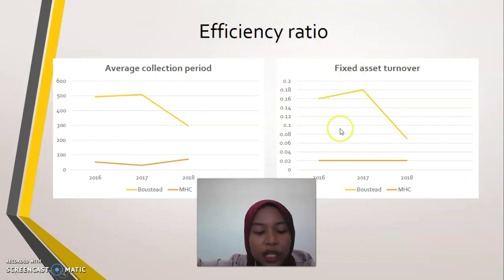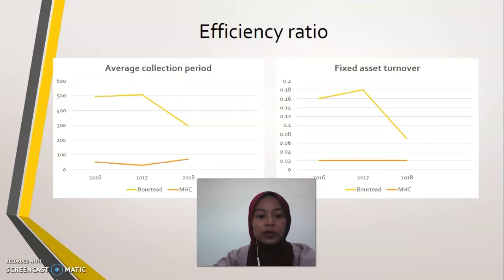The value of 0.18 in 2017 means that 0.18 times of sales is generated by every 1 ringgit in fixed asset investment. As for 2018, the fixed asset turnover decreased to 0.07 times. It means in 2018, only 0.07 times of sales is generated from every 1 ringgit in fixed asset investment.